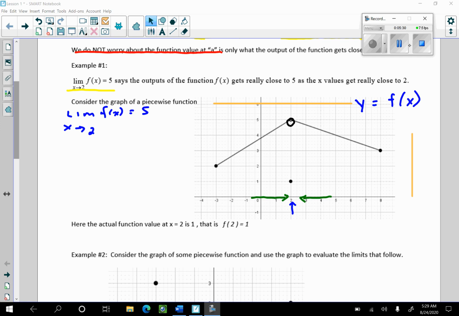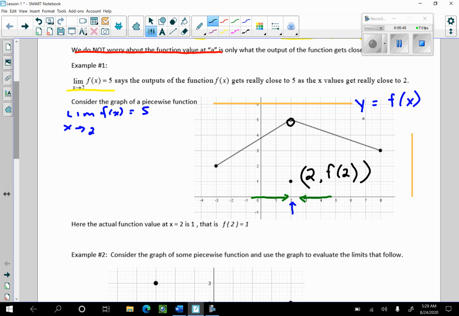Okay, here we go. What this closed circle represents is f of 2. That point is actually on the graph of f of x. That point is actually (2, 1). So f of 2 is 1.